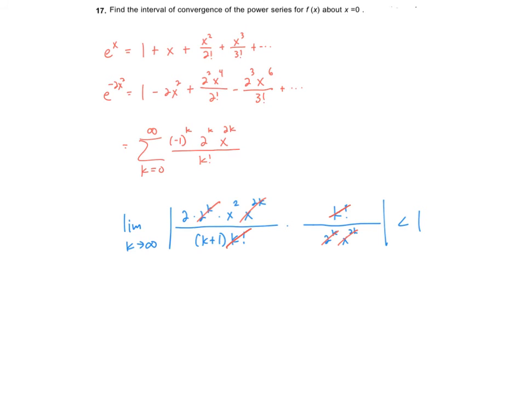We'll pull out everything that doesn't have to do with k. So we'll pull out a 2x squared. And we don't need the absolute value again because it's squared. And then this will be times the limit. Ooh, everything canceled, so this will be 1 all over.